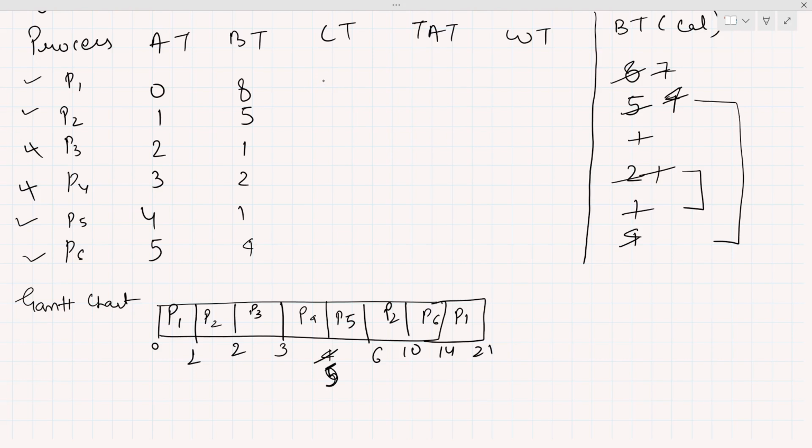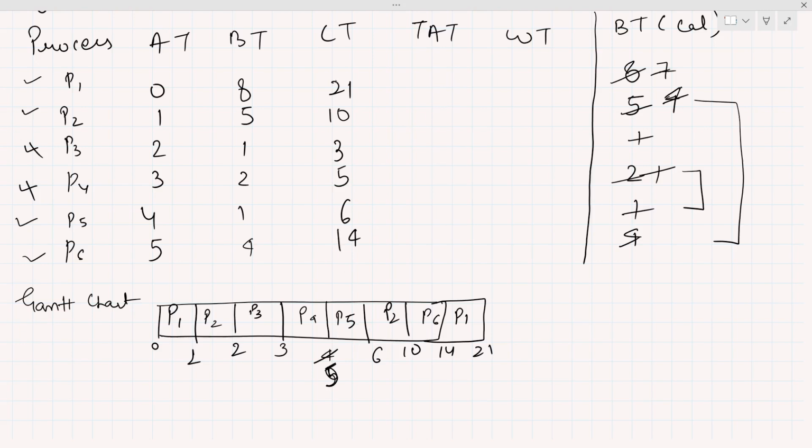Okay, so now let's do this. Completion time of P1: you have to look from the right side, not from the left side. At the right side where the process occurs, that is its completion time. So P1 completion time is 21, P2 is 10, P3 is 3, P4 is 5, P5 is 6, P6 is 14. So these are the completion times.